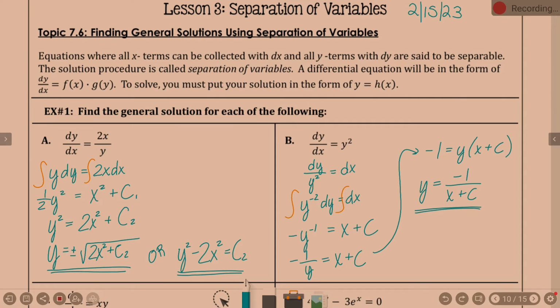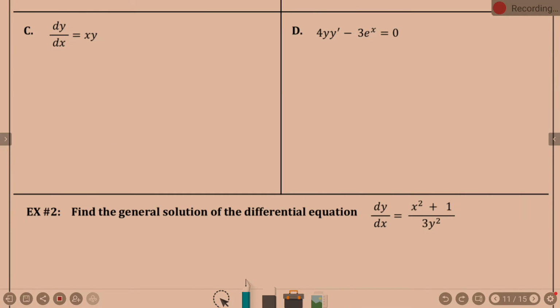Okay. We're ready for C? What are your thoughts about C? Okay. I'm going to multiply the dx to the other side. That just leaves me with dy. But on the other side, I have x times y. So I'm going to divide by y, right? So I'm going to have dy divided by y equals x times dx.